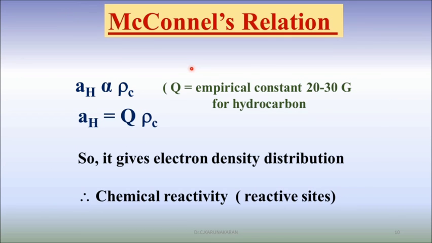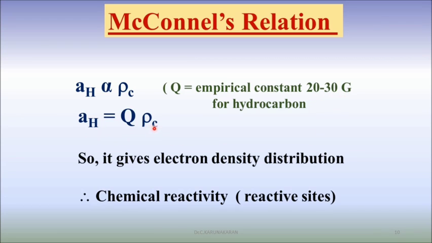Here, what is McConnell's relation? This gives the relationship between the hyperfine coupling constant and the unpaired spin electron density. If the unpaired electron spin density is larger, then the hyperfine coupling constant is larger. The unpaired electron couples with the proton. The hyperfine coupling constant is equal to Q rho C, where Q is an empirical proportionality constant. It is 20 to 30 Gauss for a hydrocarbon radical.